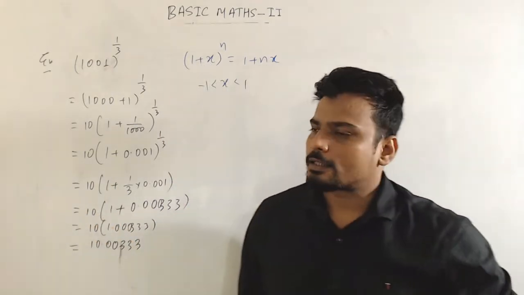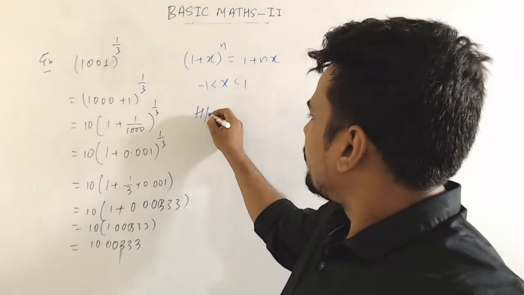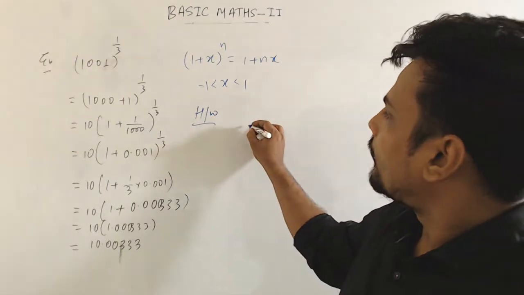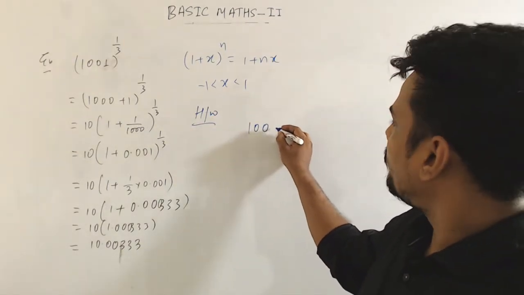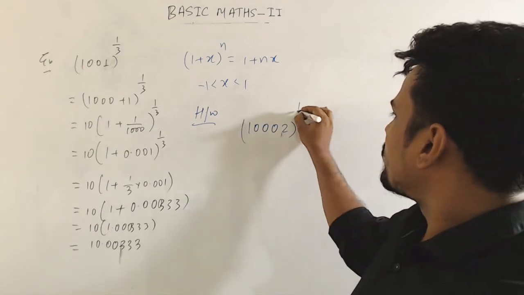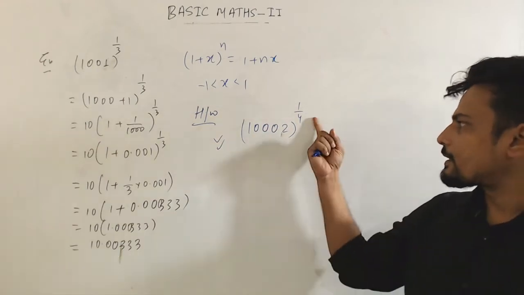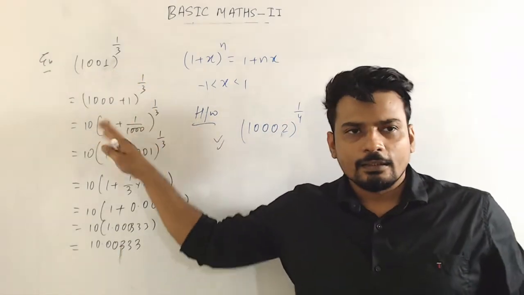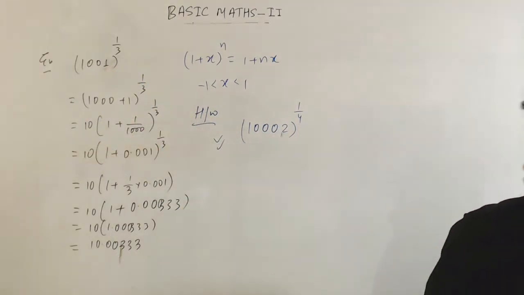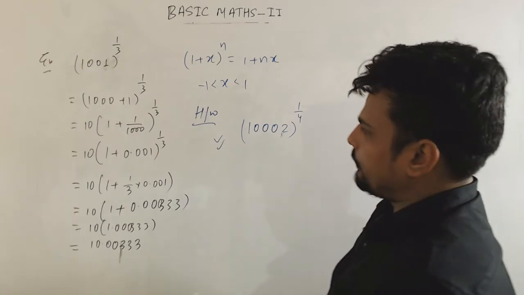Maybe they might ask you to expand something like this; you can take it as homework. Let's say this is homework: expand 1.00, maybe I would write 2 raised to the power of 1 by 4. Try this as your homework. Just apply the same thing that we've done just now. All good?